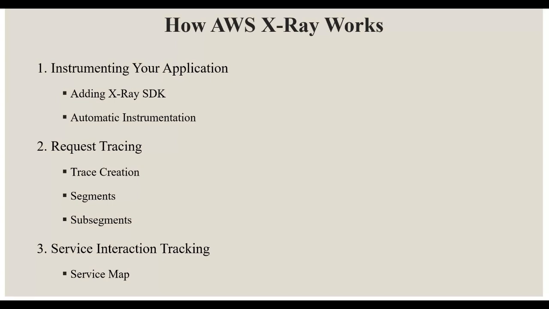The next is service interaction tracking. As the request travels through your application, like various microservices or databases, each service records additional information about its processing of the request, including performance metrics, errors, or any interaction with other AWS services. In the service map, AWS X-Ray collects all the traces of your application and builds a service map, which helps to visually show the relationship and dependency between the different services and resources that handle the request.